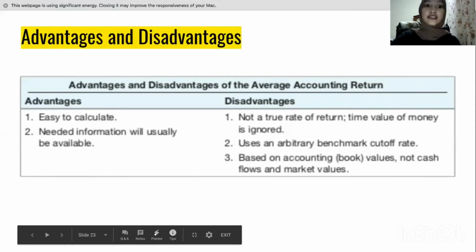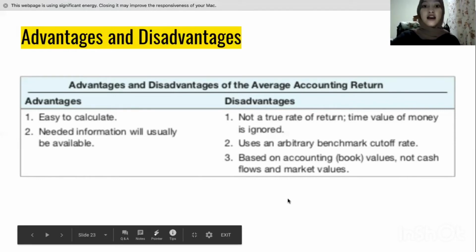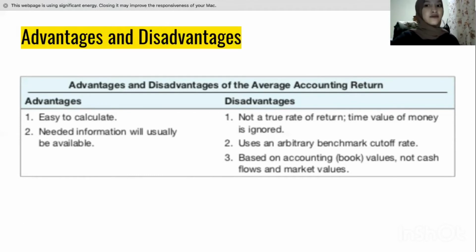The advantage is that it is easy to calculate and the needed information will usually be available, such as the projected net income and expenses. And then the disadvantages: the first one, it is not a true rate of return because the time value of money is ignored. The second one, it uses an arbitrary benchmark cutoff rate. And the last one, it is based on accounting value only, not cash flows and market value.